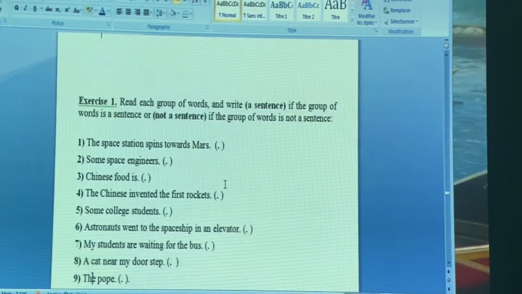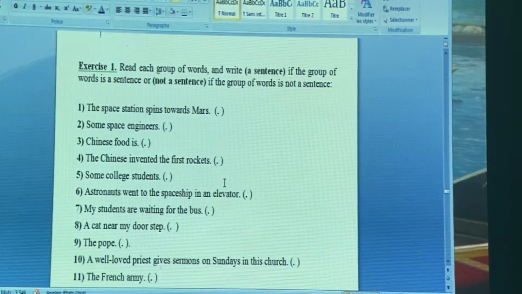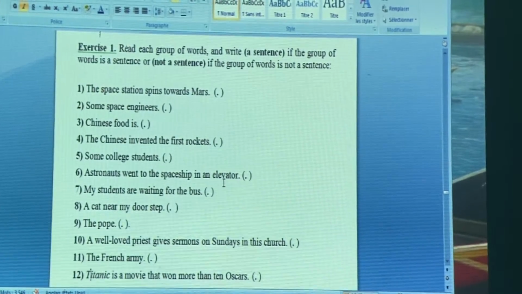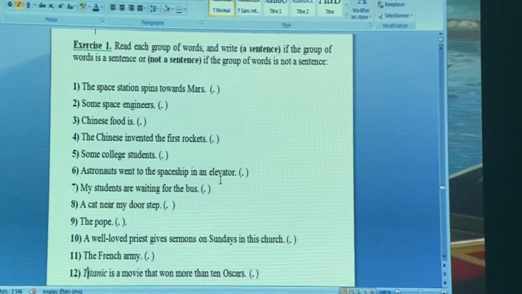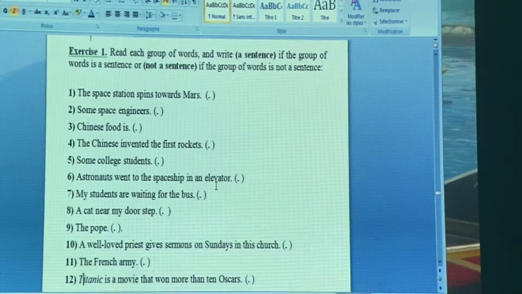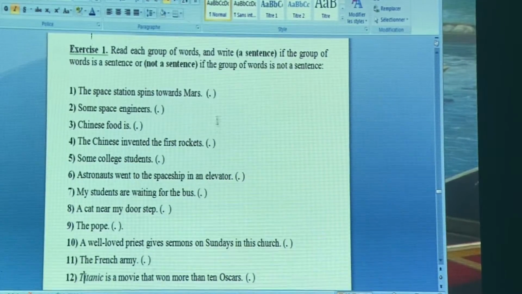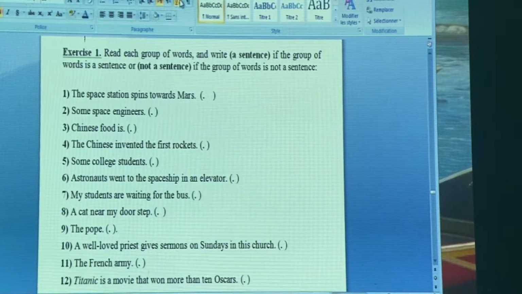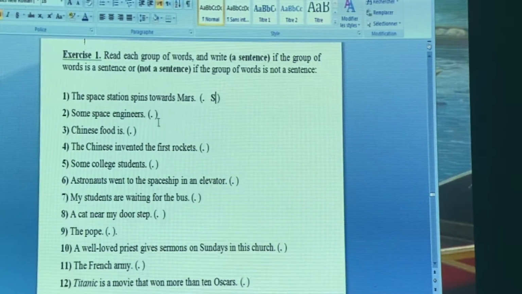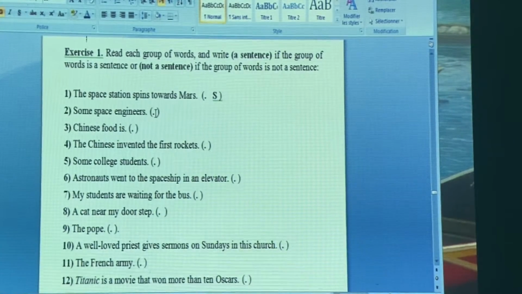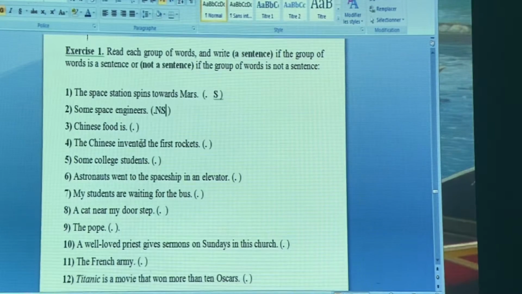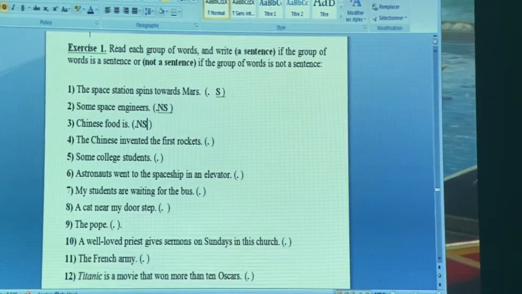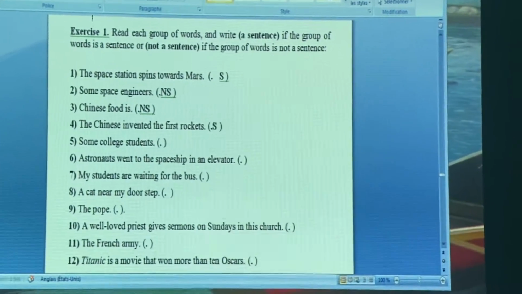Let's do this exercise together. Read each group of words and write a sentence if the group of words is a sentence, not a sentence if the group of words is not a sentence. The space station spins towards Mars. What do you think? Is it a sentence or not a sentence? This is a sentence. Some space engineers. Is this a sentence? No, it is not complete, so it is not a sentence. Chinese food is what? It is not complete, not a sentence. The Chinese invented the first rockets. This is a sentence.